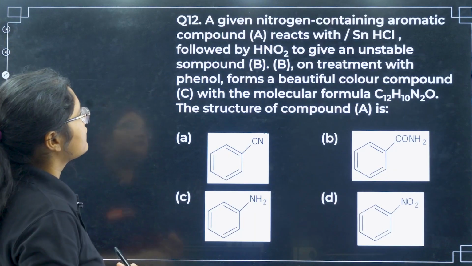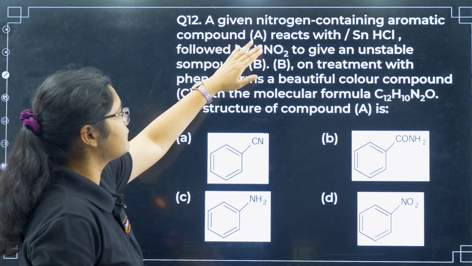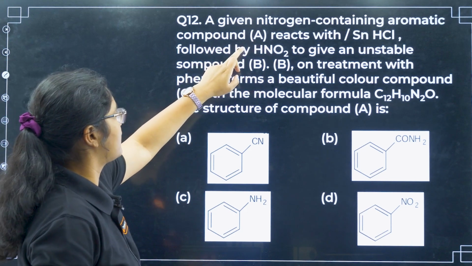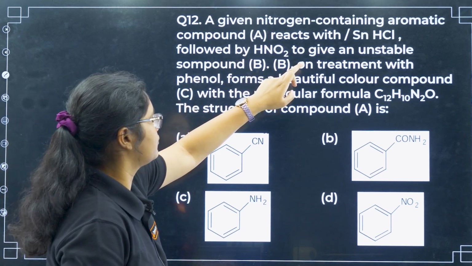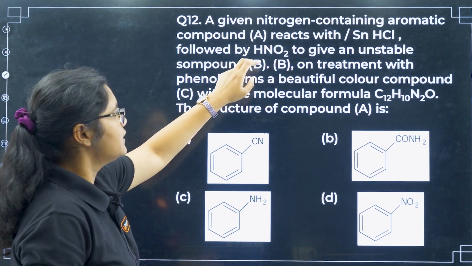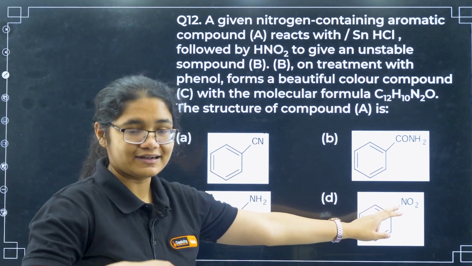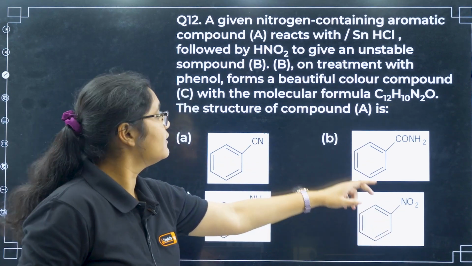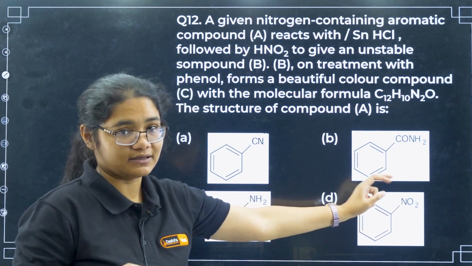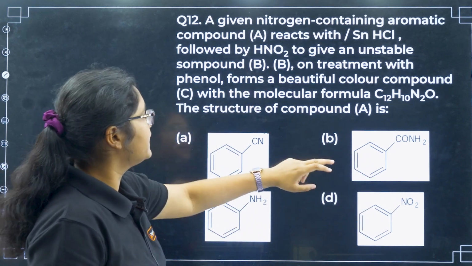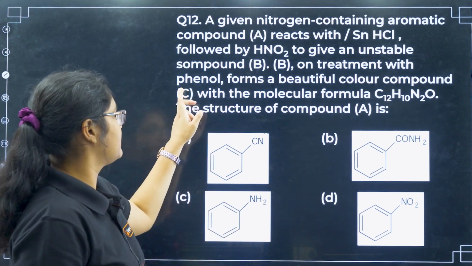Next, a given nitrogen containing aromatic compound A reacts with Sn/HCl followed by HNO2 to give an unstable compound B. So you can guess that with Sn/HCl, if we have NO2, that gets converted to NH2, and once you treat it with nitrous acid, that gets converted to N2+ Cl-, which is unstable. B will be your benzene diazonium chloride. B on treatment with phenol.